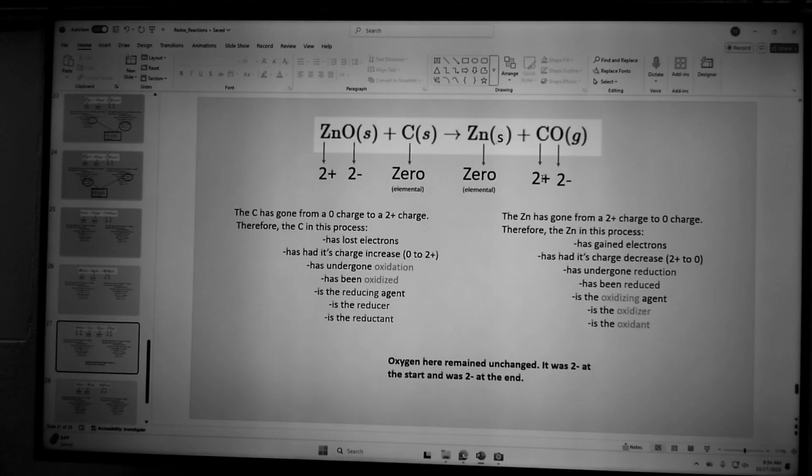It lost electrons. So carbon lost electrons. It's undergoing oxidation. You could also say it's the reductant here. And zinc is gaining electrons, going from +2 down to 0. So it's being reduced, undergoing reduction. You can also say it is an oxidizer in this case.